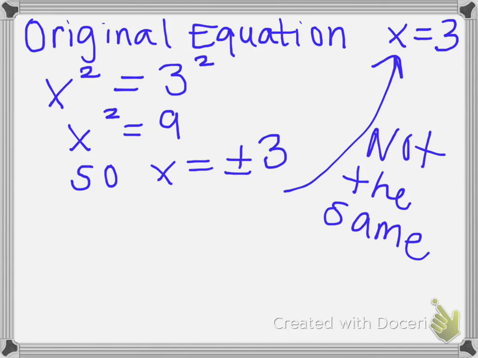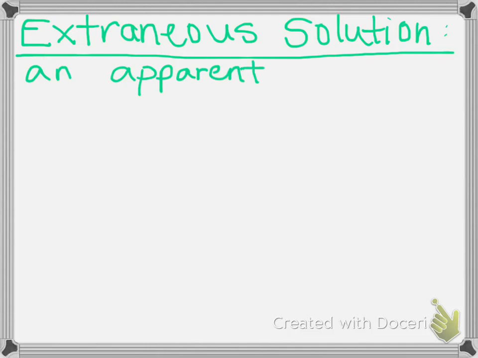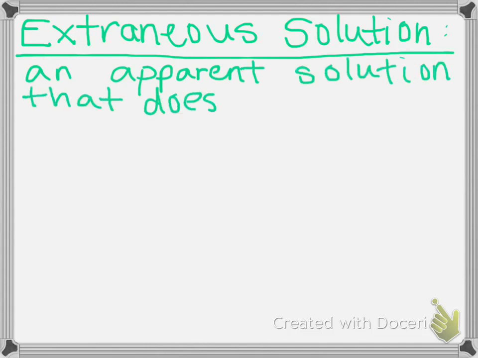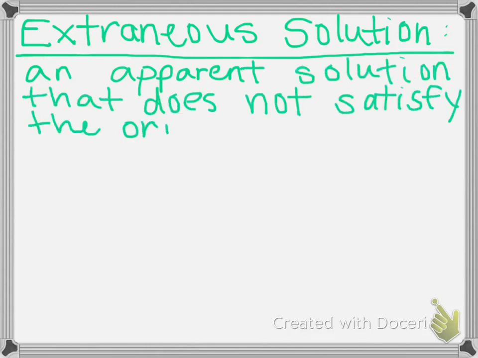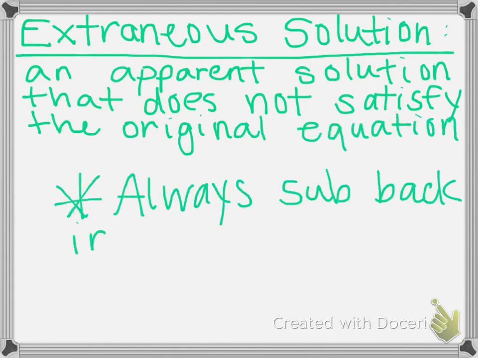So we're going to look at when this happens, and we call this an extraneous solution. So an extraneous solution is an apparent solution that does not satisfy the original equation. So we will always want to sub back in to check our answer and make sure that it's not an extraneous solution. So now we're going to look at identifying these extraneous solutions.